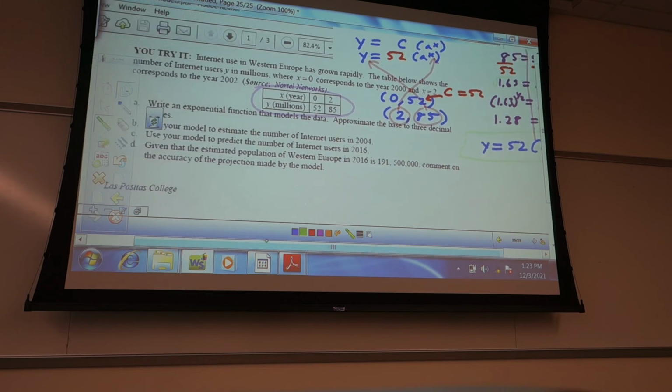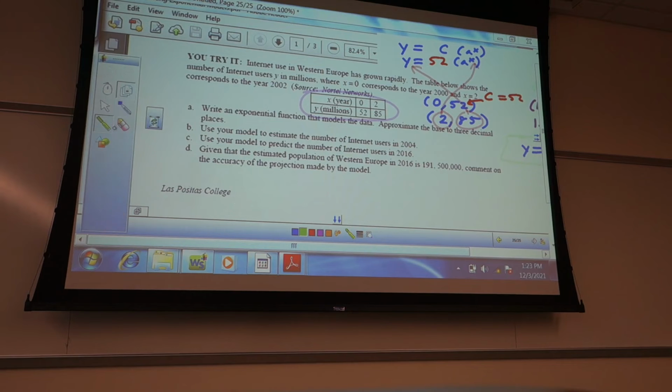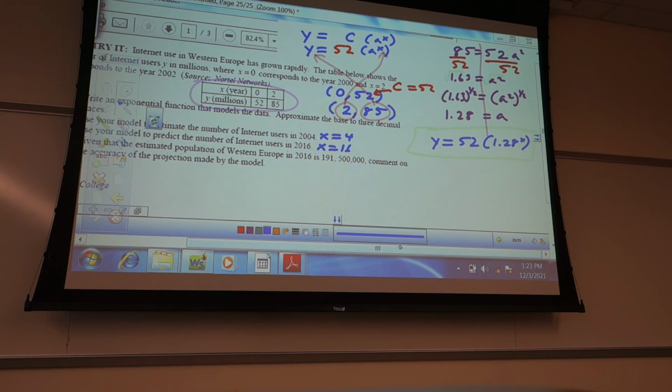Okay, so now we're going to approximate the number of internet users in 2004. So what's x? X is 4. How about in 2016? X is what? 16. Okay, great. So let's find it. For 2004, I'm going to plug it in. 1.28 to the 4th times 52 gives 139.59.